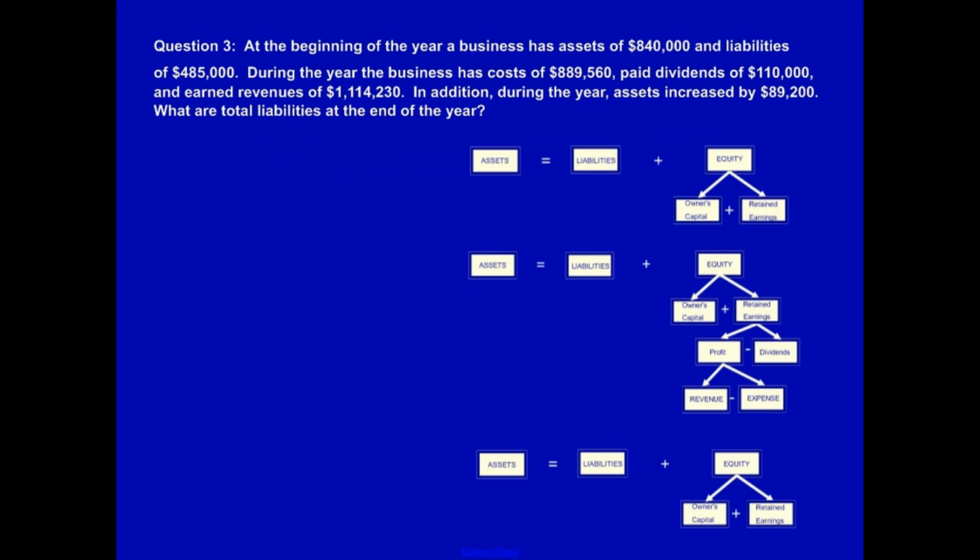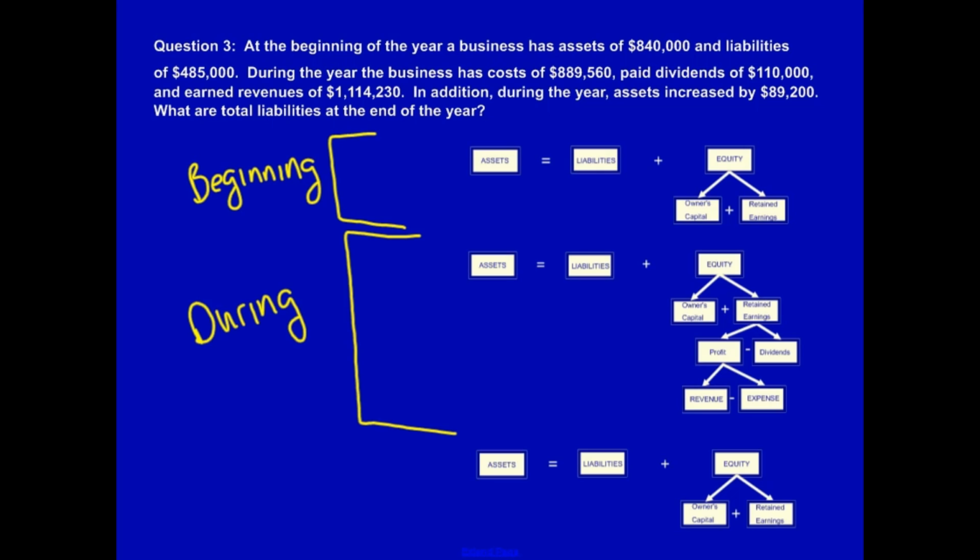Here are 3 equations representing 3 different points in time: beginning, during, and end. Notice some things. For the beginning of the period, I don't have anything under retained earnings or owner's capital. That's because there's no information in the question that gives me the details for things like profit, dividends, revenue, and expenses. Similarly, the question is only asking for total liabilities at the end of the year, so I don't have any details available for, again, revenue, expenses, profit, and dividends. As in the last video, note that the equations are mathematical equations, and as such, they always have to balance.